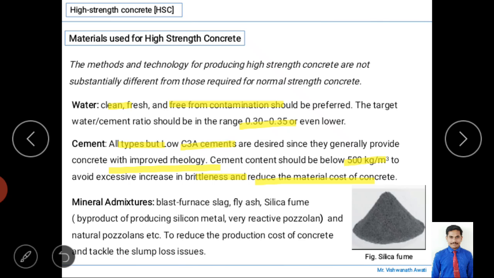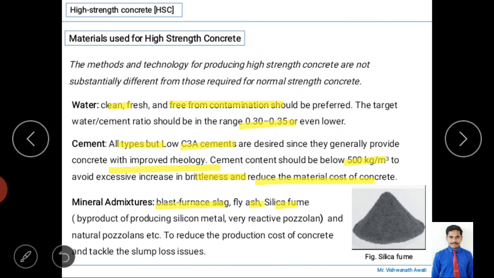So one is blast furnace slag, right? We know what we mean by blast furnace. Blast furnace slag is a byproduct from steel production or steel manufacturing units, right? Then fly ash. Fly ash is a byproduct from thermal power plants. And silica fume. Silica fume we have not studied in earlier videos, but here we have to understand what we mean by silica fume, and from which industry it becomes a byproduct or waste product.